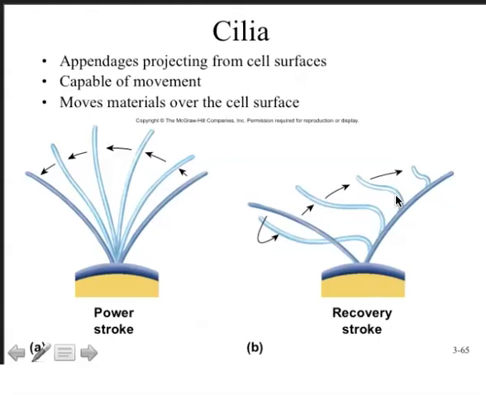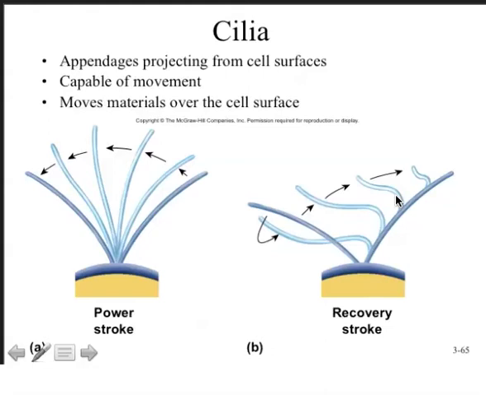In any case, the pathogens and the particulates don't end up in the lungs. Remember that lung tissue is extremely delicate tissue. It's dominated by simple squamous epithelia, and if we were to accumulate particulates and pathogens in the lungs, that would produce irritation, inflammation, and scarring. So that's one of the places where we find cilia.